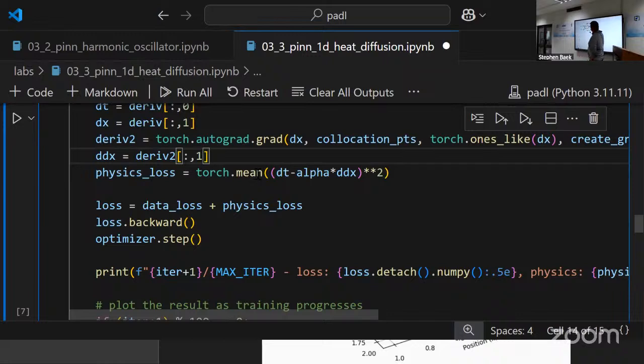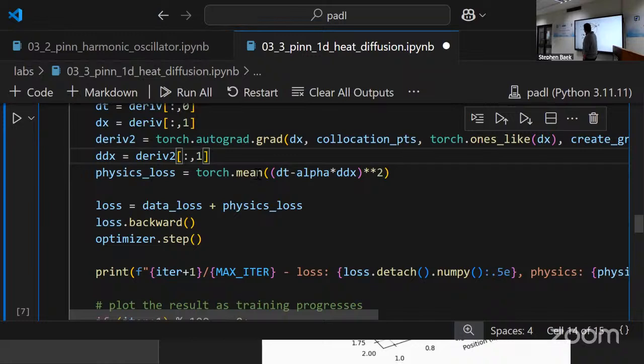So this is our neural network, right? And then in the first derivative, what happens is we build an additional computational graph. And then here's dt and dx. So that's how the auto differentiation works.